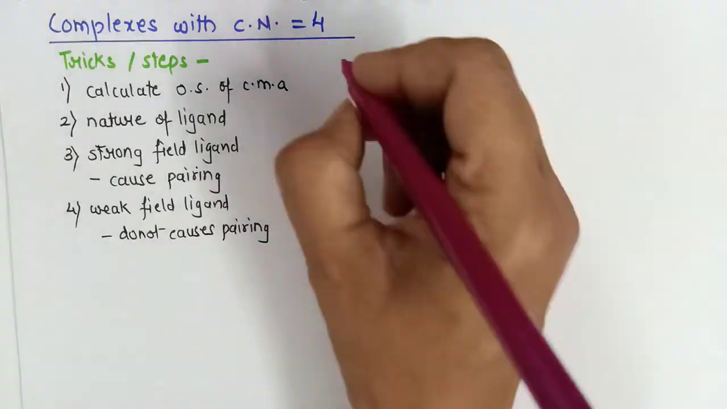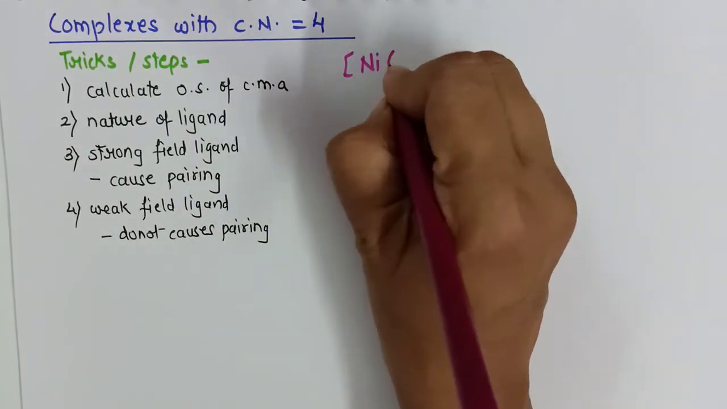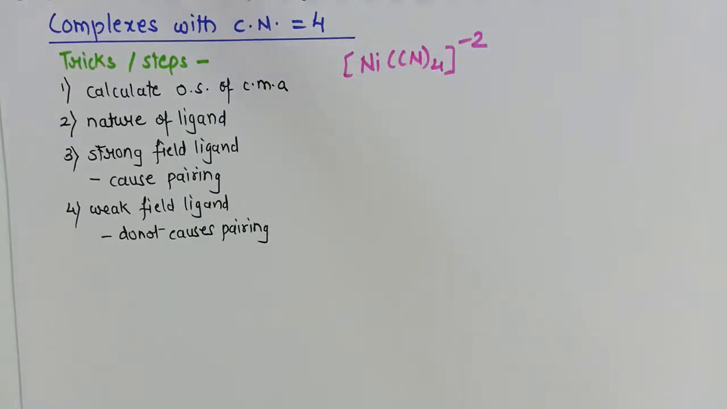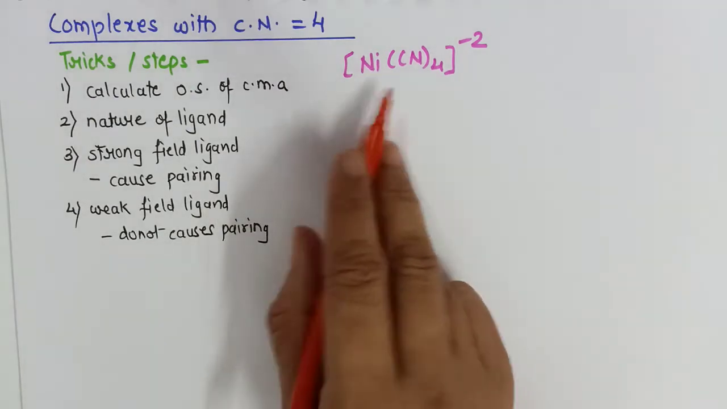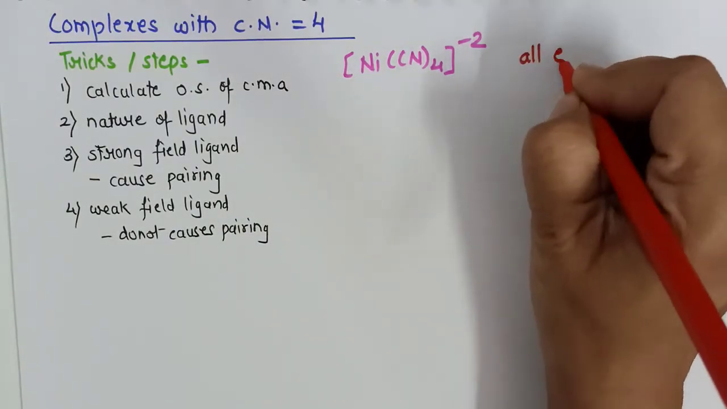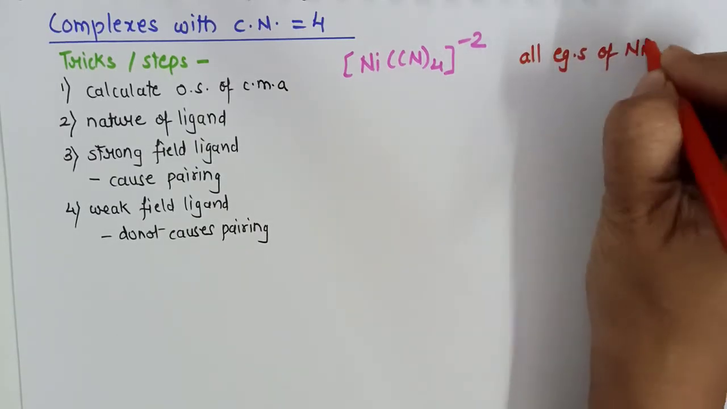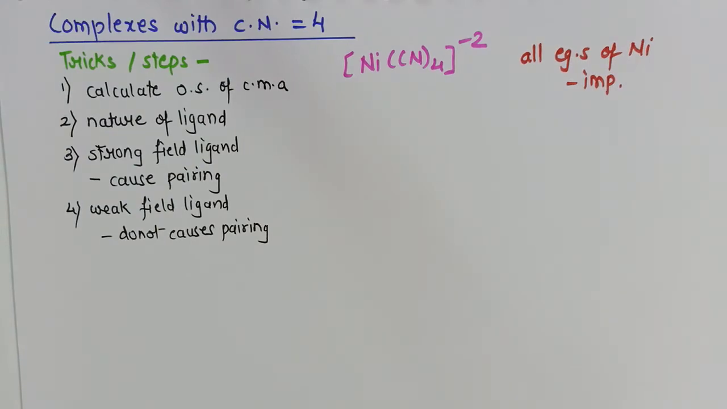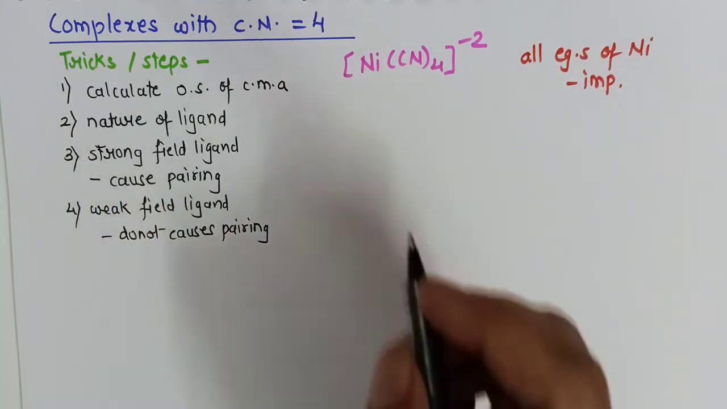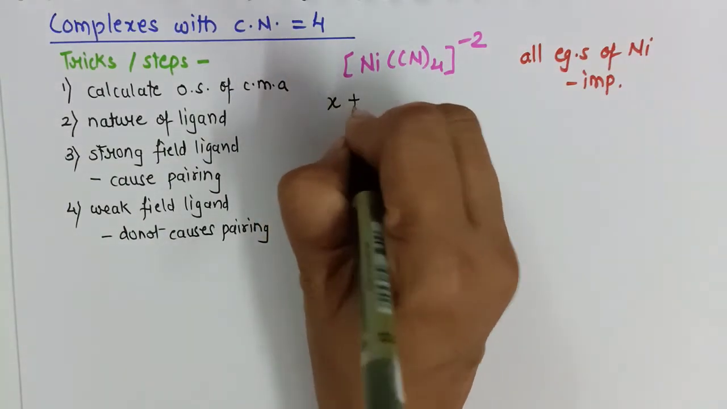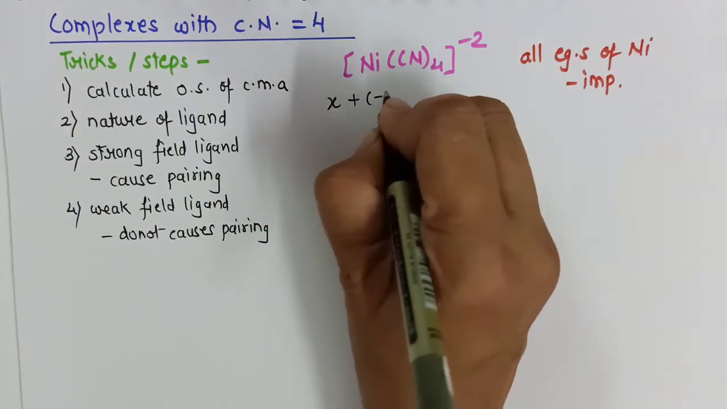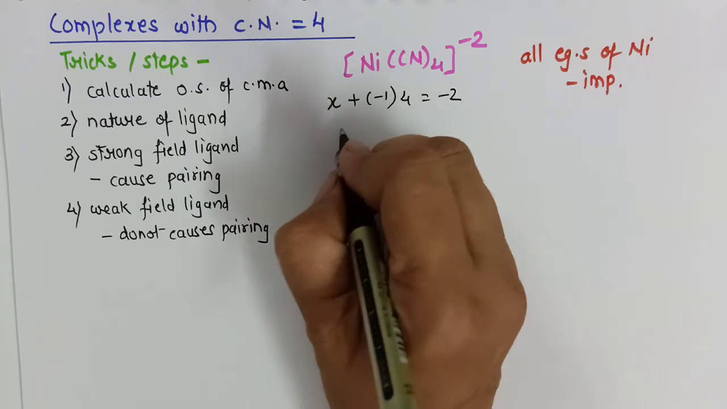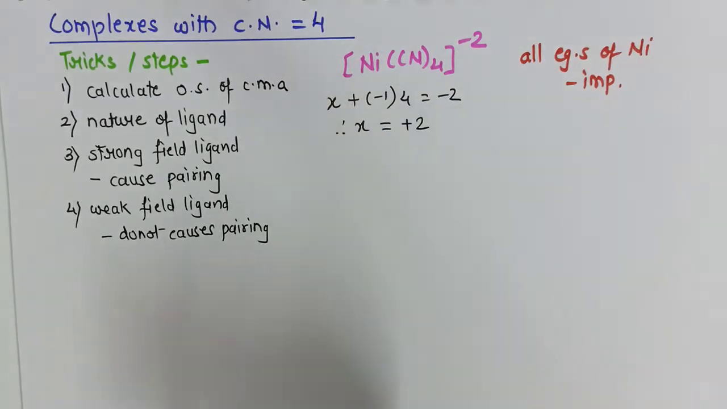I will take the example of nickel [Ni(CN)4]2-. I told you that all the examples of nickel are important ones, as they are frequently asked questions. Okay. So what's the first step? To calculate the oxidation state. So let us calculate the oxidation state of nickel. X plus cyanide is ligand with minus one charge into 4, that is equal to minus 2, and therefore the oxidation state of nickel is plus 2.